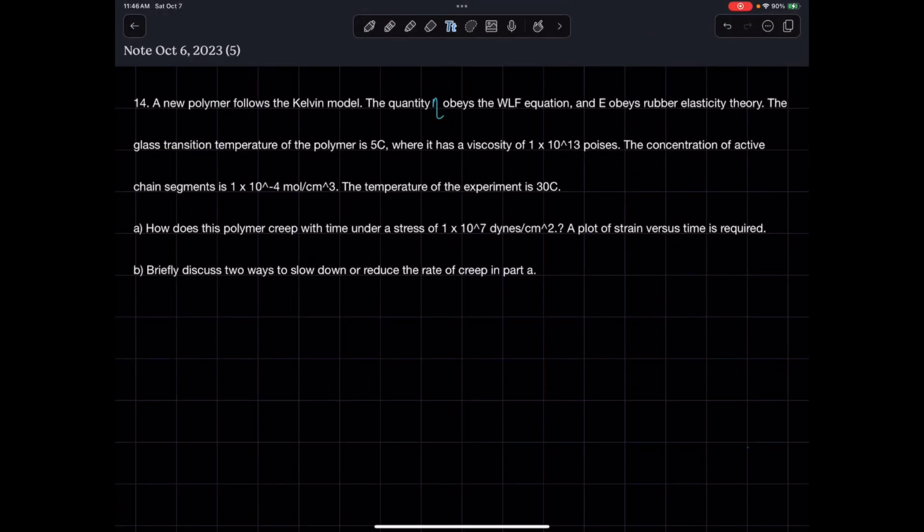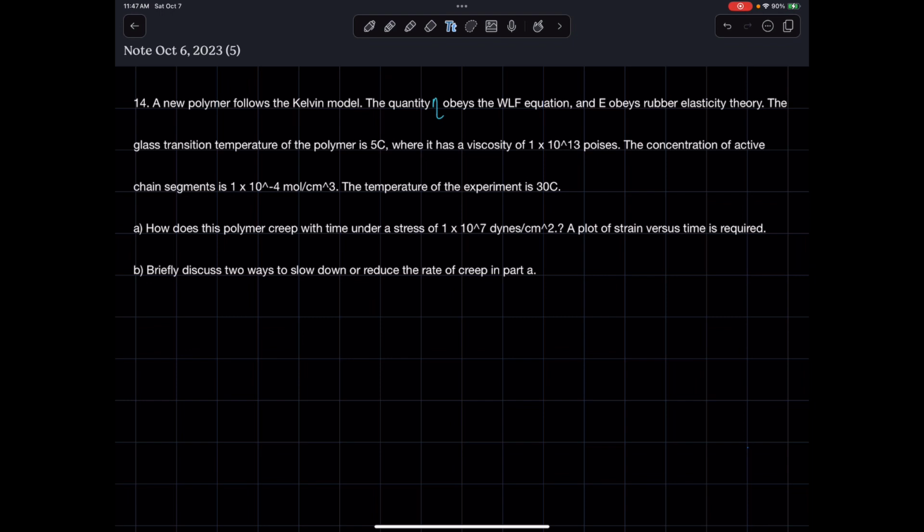A new polymer follows the Kelvin model. The quantity eta, viscosity, obeys the WLF equation, and E obeys rubber elasticity theory. The glass transition temperature of the polymer is 5 degrees centigrade, where it has a viscosity of 10 to the power 13 poises. The concentration of active chain segments is 10 to the negative 4 moles per centimeter cube.